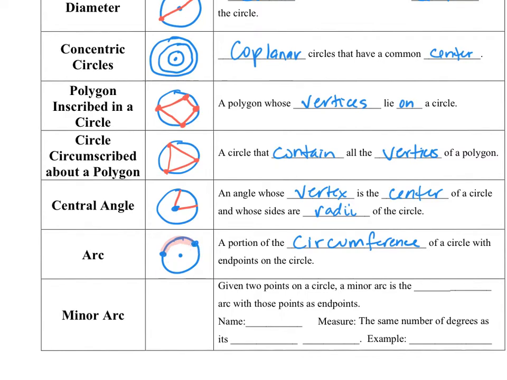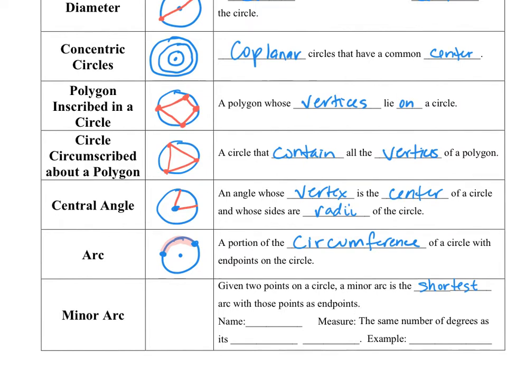Okay, so this red highlighted portion is a portion of the circumference, and we call that an arc. Now, there are different kinds of arcs. The first kind of arc we're going to name is a minor arc. What is a minor arc? Well, given 2 points on the circle, the minor arc would be the shortest arc with those 2 points as endpoints, okay?